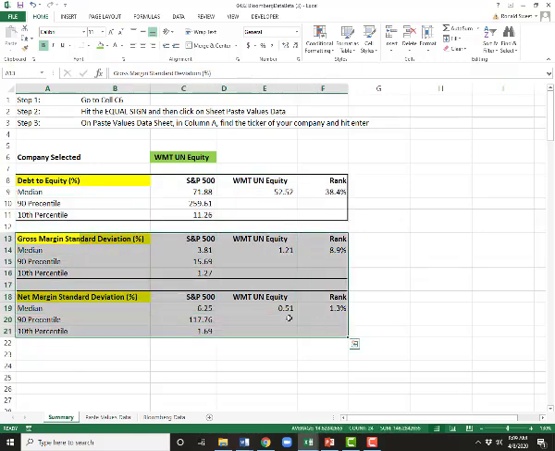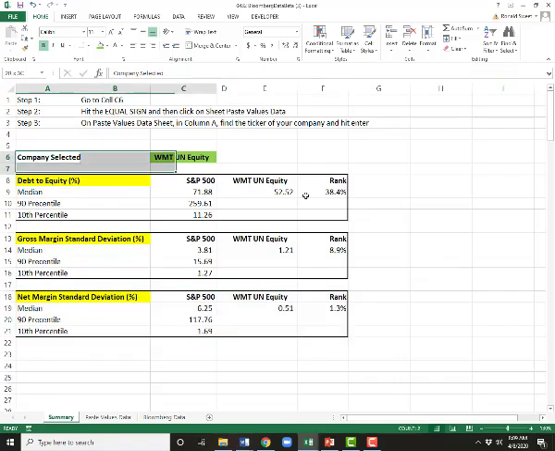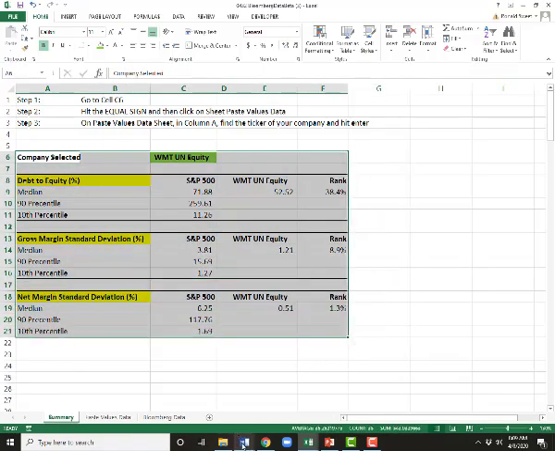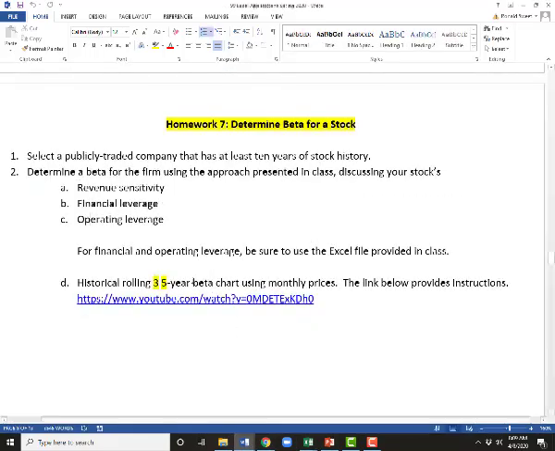And remember, we said for operating leverage, especially the net margin is the one you have to focus on. If the standard deviation of net margin is higher than average, that implies they have a lot of fixed costs, or that they have a very elastic demand for their product. If their standard deviation of net margin is below average, that means they have low fixed costs and/or a very inelastic demand for their product. So you'll just copy and paste this into your Excel application, and that takes care of Excel application 7.